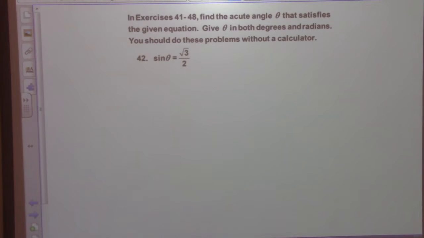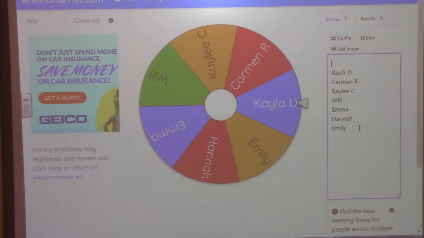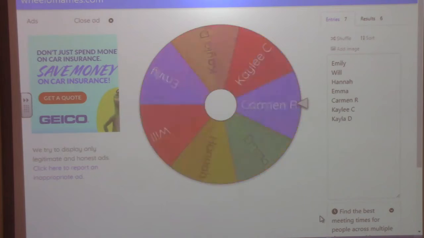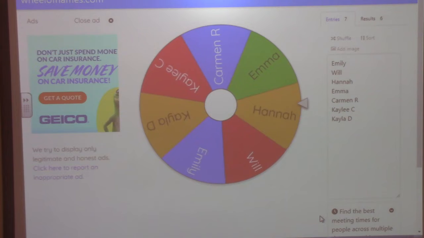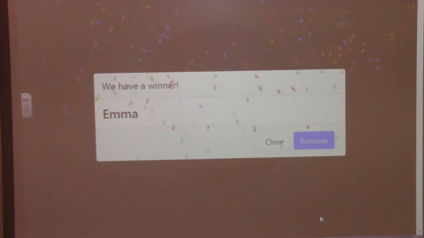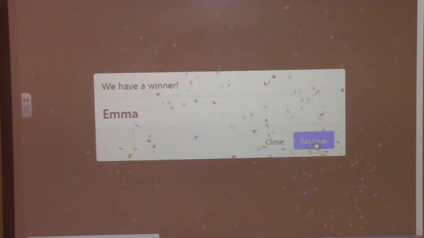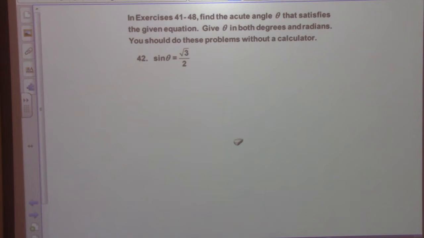Okay, so I want to go ahead and call somebody for number 42. We don't have Angel here today, so I'm going to get Angel out of the equation for today. Okay, shuffle. It'll be Hannah or Emma, which was it? It'll be Emma.